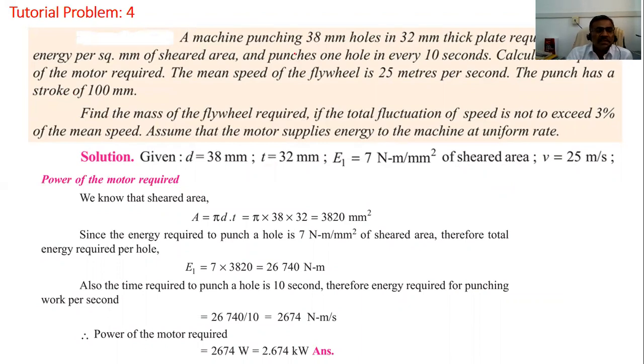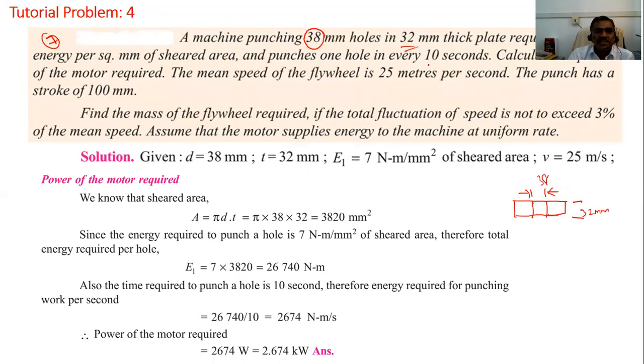A machine is punching a 38 mm hole. This is the plate. The diameter of the hole is 38, and the thickness of the plate is 32 millimeter. The energy required is 7 per square millimeter of shear area.